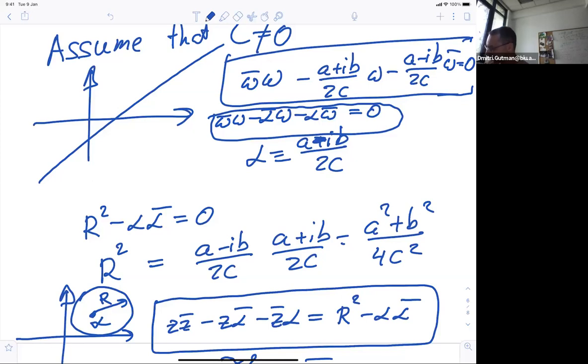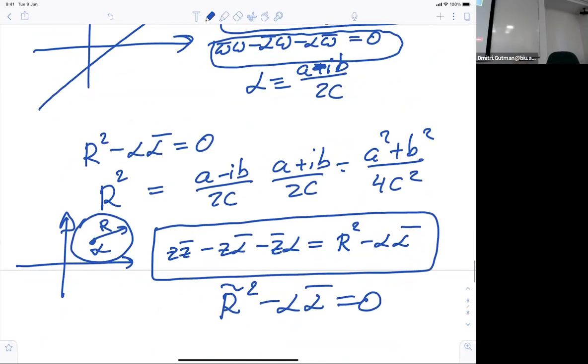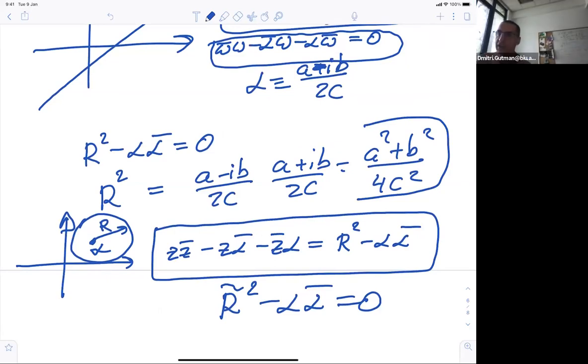And this is the radius of this circle. So this is the condition for the map to become a circle. Yes, correct. Any line that does not pass through the origin becomes a circle. The radius of the circle is given by this. And if the line passes through the origin, then it stays a line in the W plane.